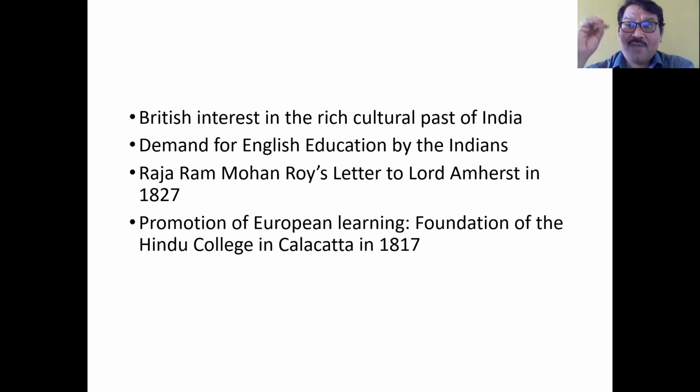They found that English is a language of democracy. English is a language of liberation. English is a language that can strike out all the superstitions. So people like Raja Ram Mohan Rai were in fact demanding that English should be taught as one of the languages or as a medium of instruction in Indian schools. As a result, Raja Ram Mohan Rai wrote a letter to Lord Amherst in 1827 and demanded that English should be taught to Indian students too.